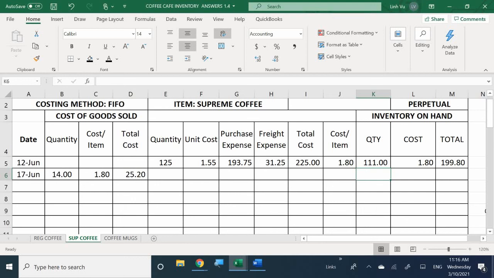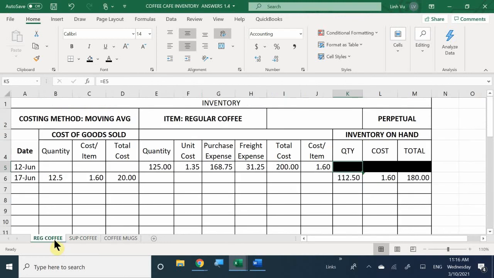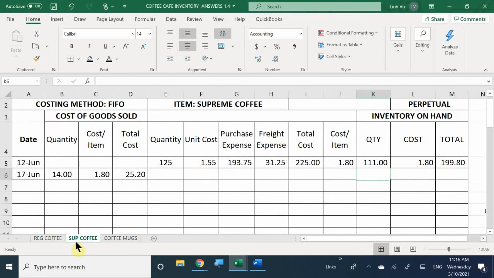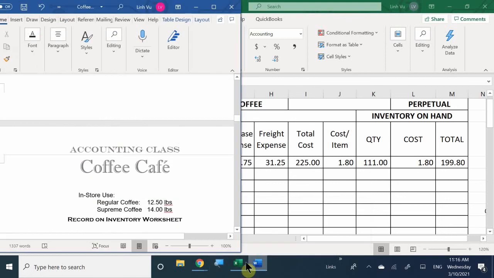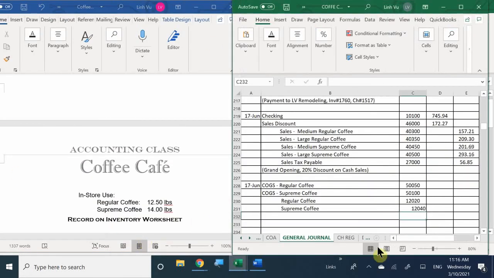All right. So this number is important, the 199.80. Very important, because now let's go back to our journal, because now we have our numbers, right? We utilized $20 for the regular coffee, and we utilized $25.20 in our Supreme coffee. So let's go ahead and enter that in my journal. Okay, so I have a cost of goods sold for $20 and $25.20.